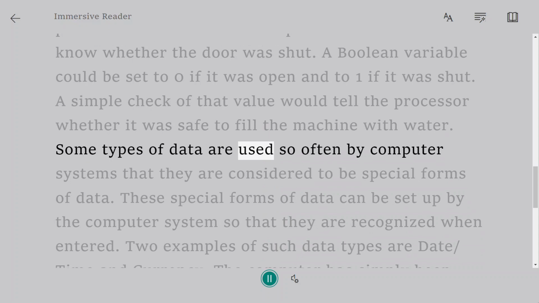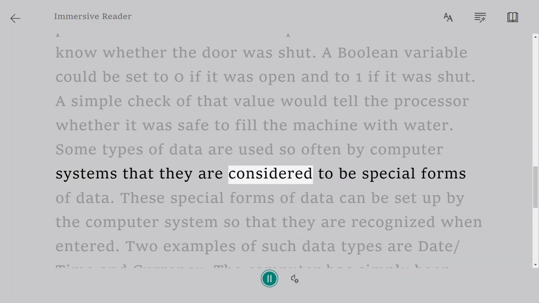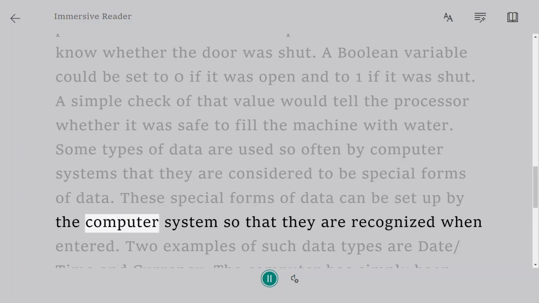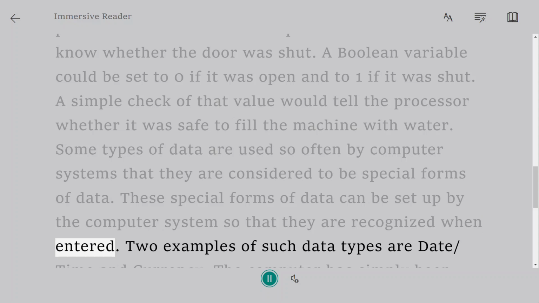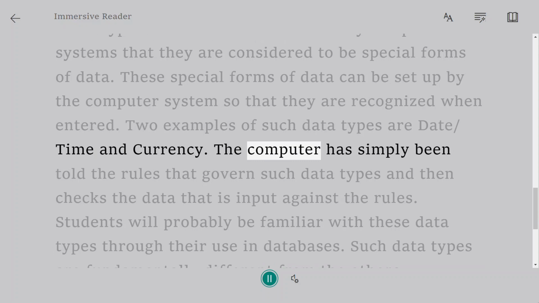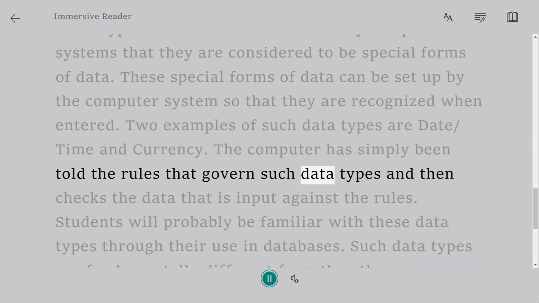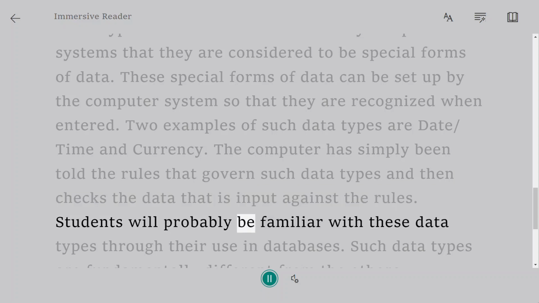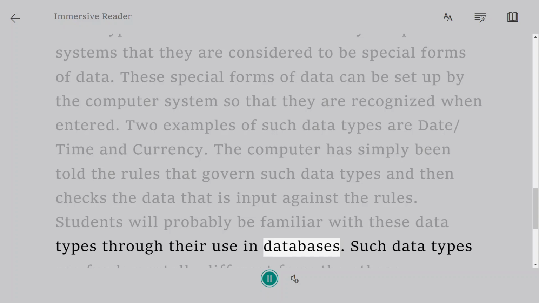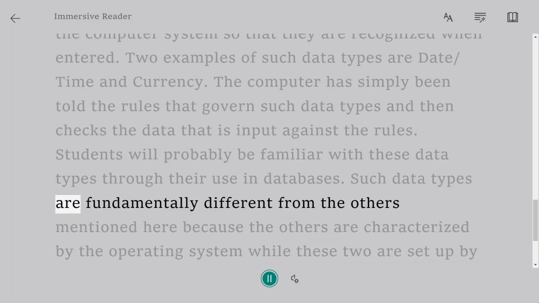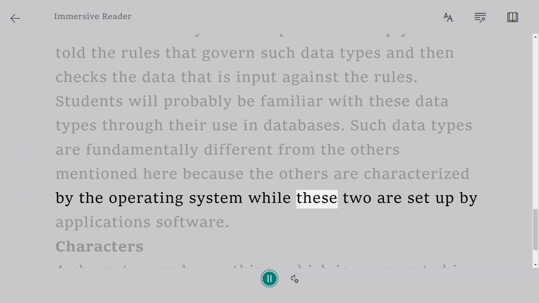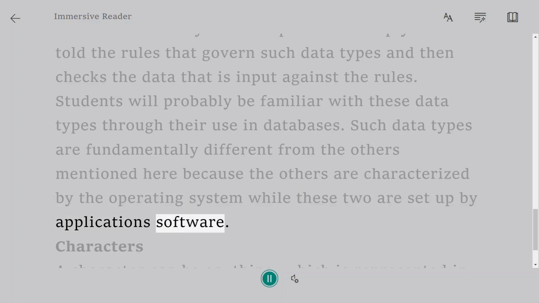Some types of data are used so often by computer systems that they are considered to be special forms of data. These special forms of data can be set up by the computer system so that they are recognized when entered. 2 examples of such data types are date, time, and currency. The computer has simply been told the rules that govern such data types and then checks the data that is input against the rules. Students will probably be familiar with these data types through their use in databases. Such data types are fundamentally different from the others mentioned here because the others are characterized by the operating system while these 2 are set up by application software.